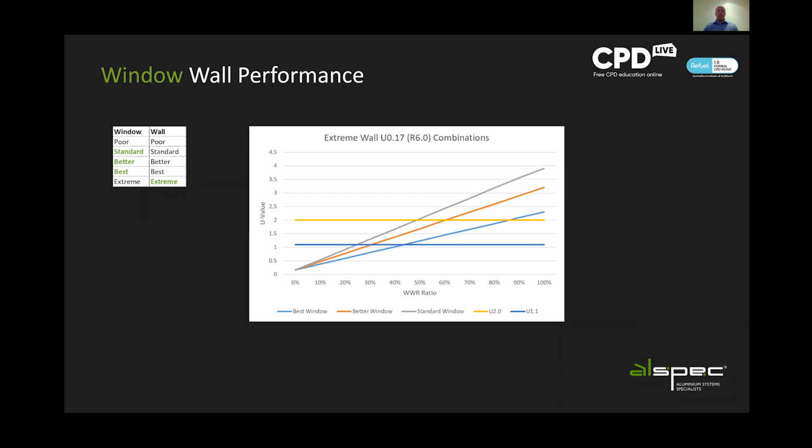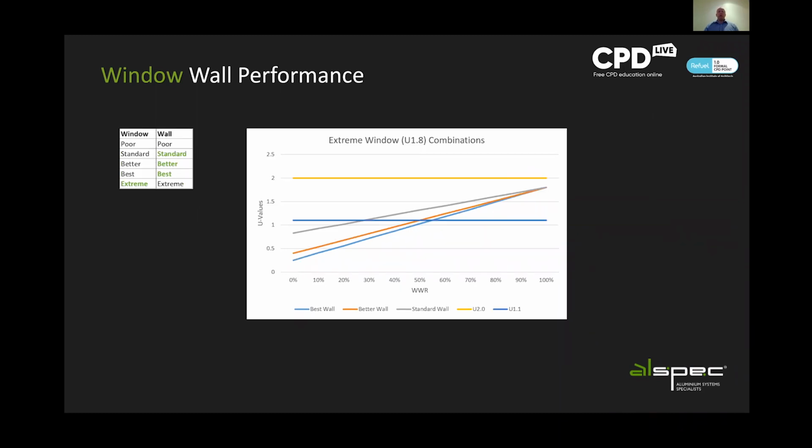It's the various window types that are affecting the performance. Even with an extreme wall, you use a standard window. For your office in Sydney, you're at about 50%, and you use the best window, you're up at 85%. So it's the window that's making the difference, not the wall. On the other side, you use an extreme window, and I say extreme window.